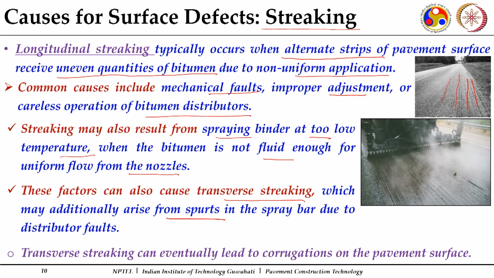So, with some high pressure jets working, excessive binder comes out from some of the nozzles compared to the other nozzles, and then you can have transverse streaking also. And if a high amount of transverse streaking is there, then it can lead to corrugations, because at that point the mix will get softened with the greater amount of binder present there.